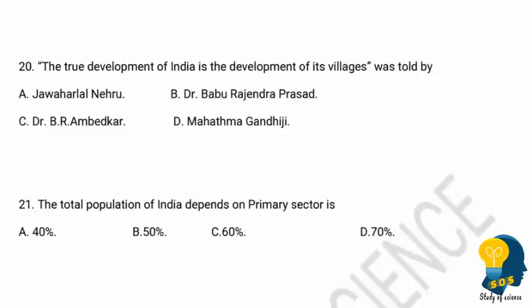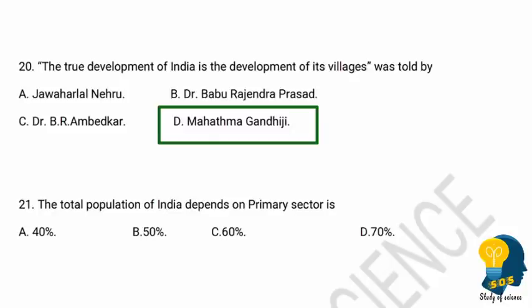68.84%. True development of India is the development of its village, was told by, and the options are A. Jawaharlal Nehru, B. Dr. Babu Rajendra Prasad, C. Dr. B.R. Ambedkar, D. Mahatma Gandhi ji. The right answer is D.